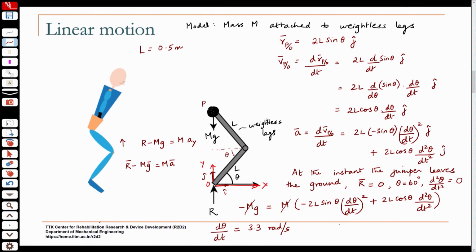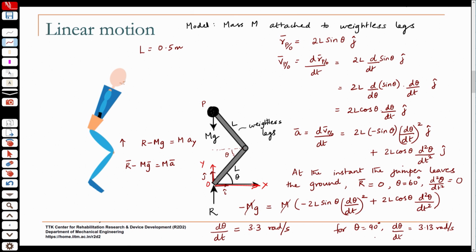3.13. Okay. For theta equal to 90, d theta by dt is 3.13 radians per second. At the instant theta becomes 90, at that point we leave the ground. So that is when the r equal to 0 condition is applicable. Until then we have some reaction force. I am not sure it has to be 90 at the instant that you leave the ground.